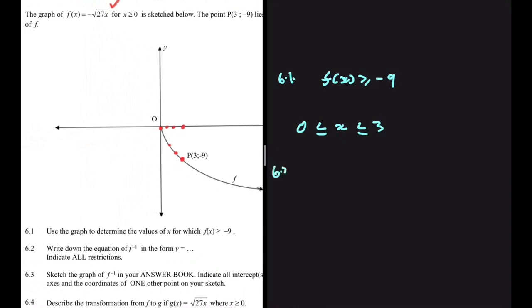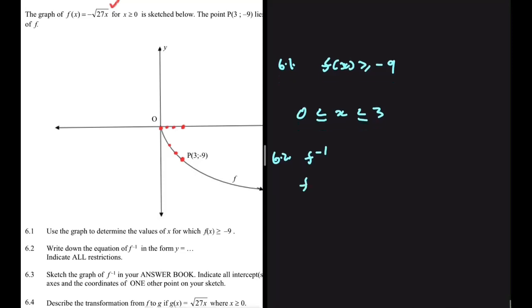Let's look at 6.2. Write down the equation of f inverse in the form y equals. Indicate all restrictions. So f of x, we know at this point, is equal to minus the square root of 27x. To find the inverse, we need to swap x and y. So in place of y, we're going to put x, and in place of x, we're going to put y. Now the only thing that we need to do is to make y the subject of the formula, and by doing so, we would have found the inverse.